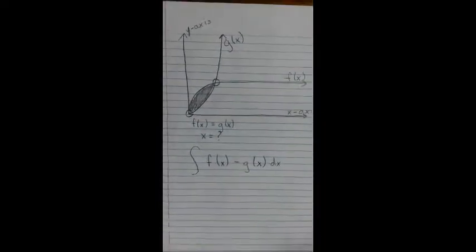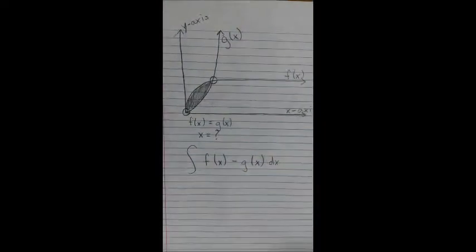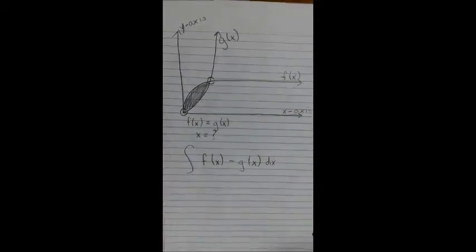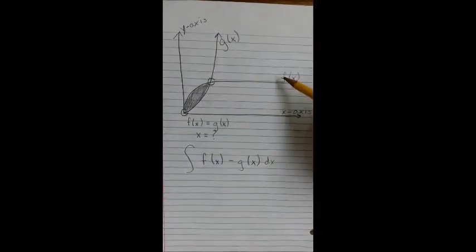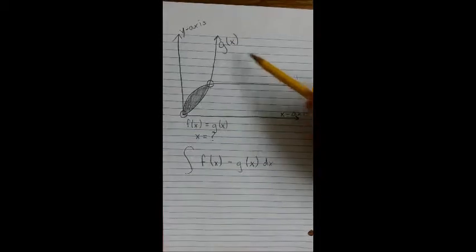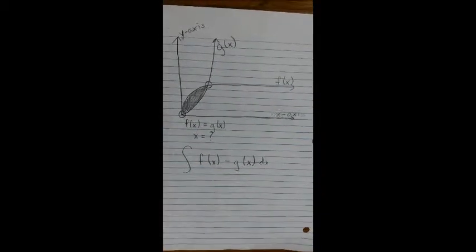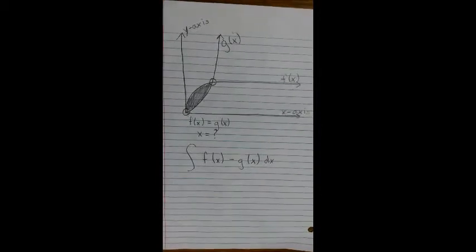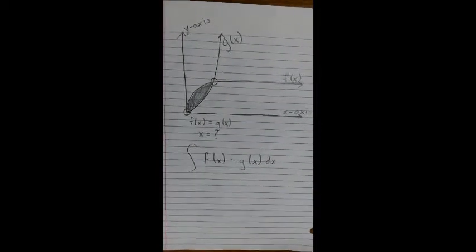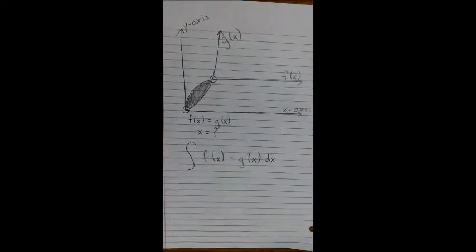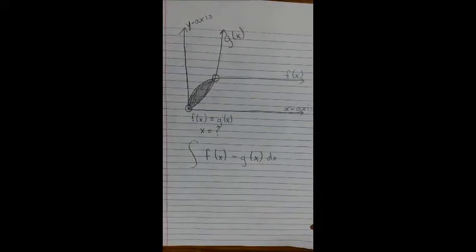In this type of problem, what you will be integrating is the higher function minus the lower function. In this case, f of x is higher, so it will go first, and g of x is lower, so it will be subtracted from f of x. The lower function is always subtracted from the higher function because you cannot have a negative area. Now that the integral is set up correctly, we can find the value of the shaded region.